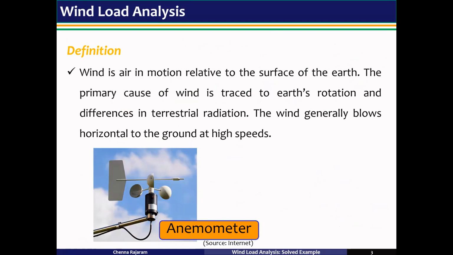Wind is air in motion relative to the surface of the earth. The primary cause of wind is traced to Earth's rotation and differences in terrestrial radiation. The wind generally blows horizontal to the ground at high speeds. The instrument used to measure wind speed is the anemometer. Wind speed is considered as that occurring at 10 meters height above the general ground level. As we know, wind is a random phenomenon, and all structures will experience dynamic oscillations due to fluctuation of winds.